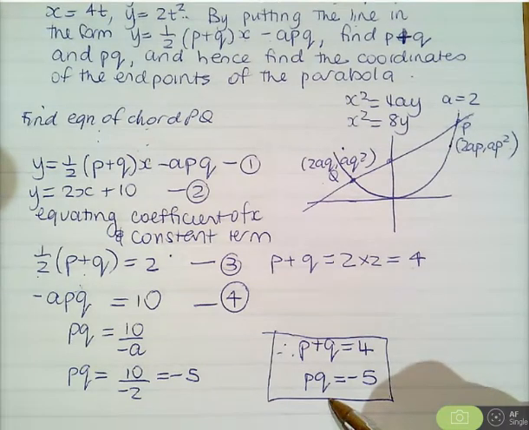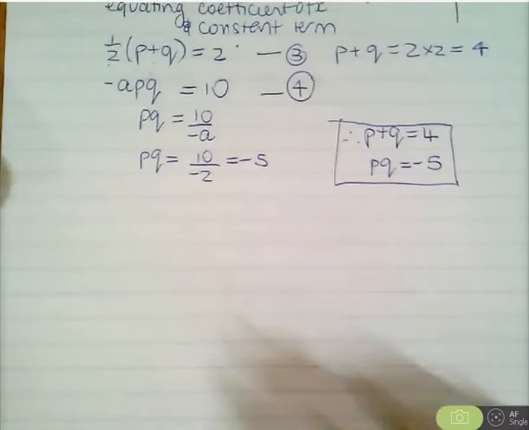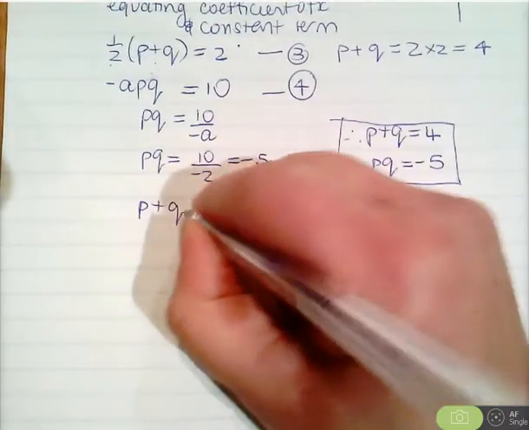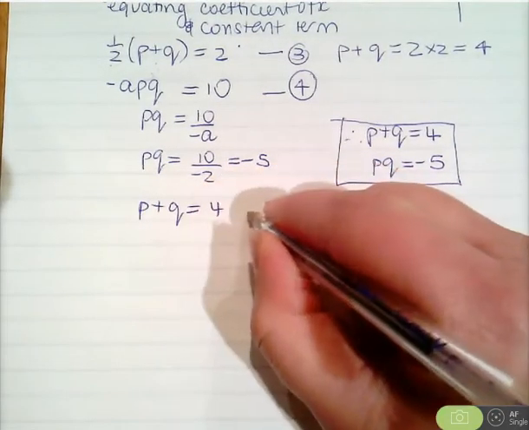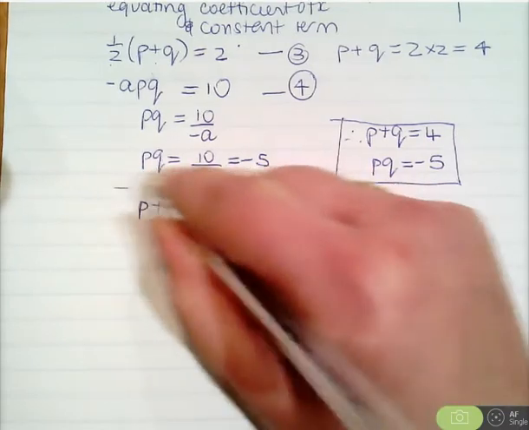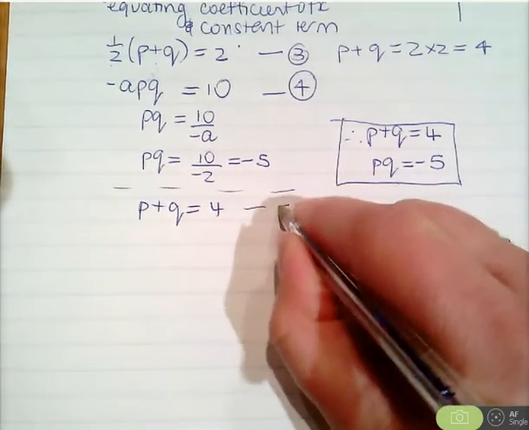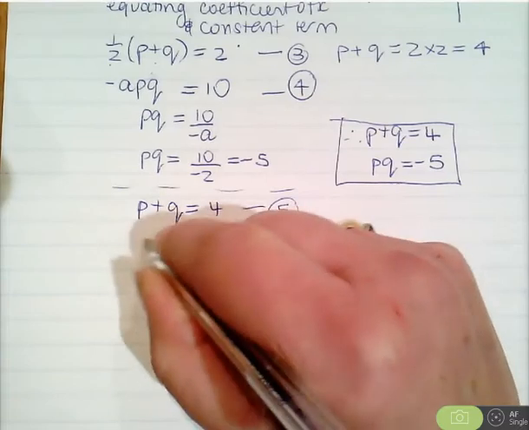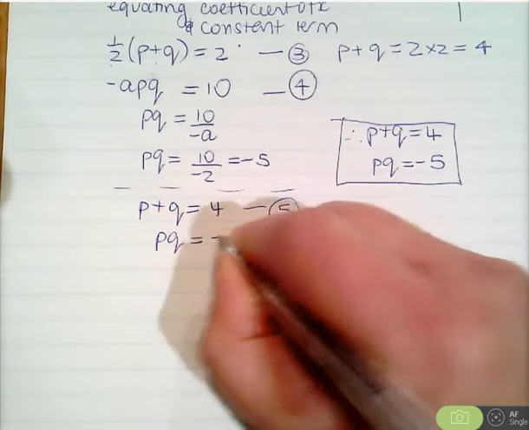Now I know you know how to do that. So why don't you pause the video, try that on your own, and then restart the video when you're done. So P plus Q, I'll call this equation 5. P plus Q is 4, equation 5. P times Q is negative 5, equation 6.